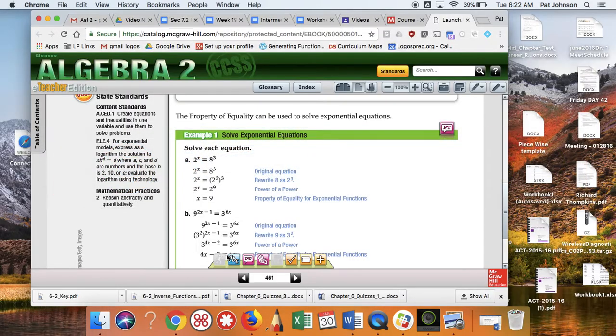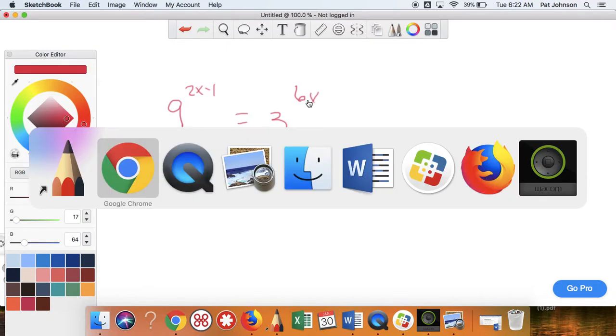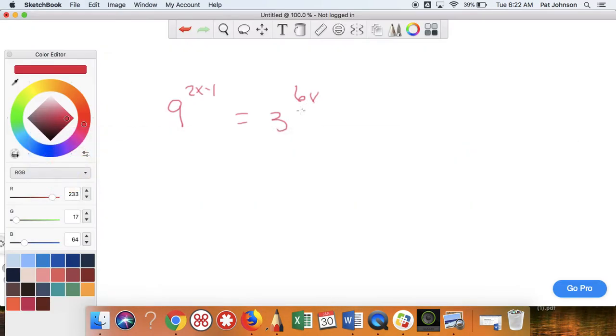All right, let's try the next one, which says 9 to the 2x minus 1 equals 3 to the 6x. Okay, so I have two bases, and they're not the same. However, I know 9 is 3 squared. So that's what it means: everything in parentheses is raised to the 2x minus 1. So using parentheses will help you keep it straight.